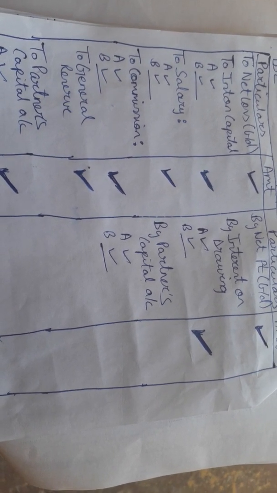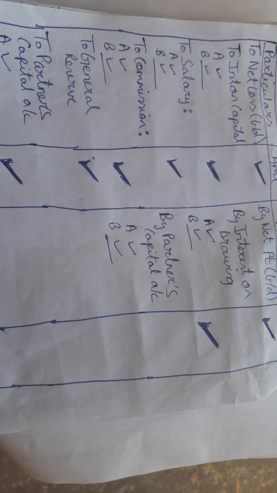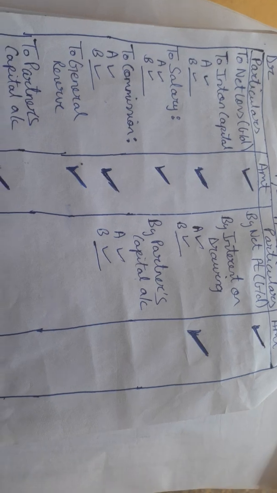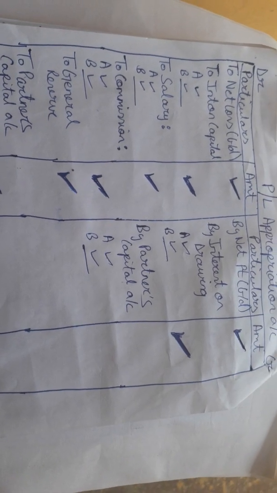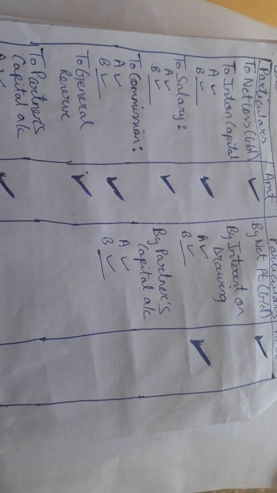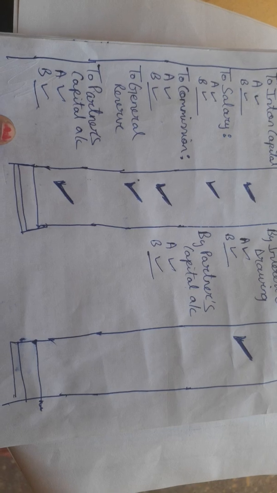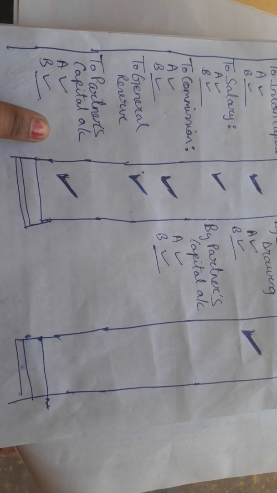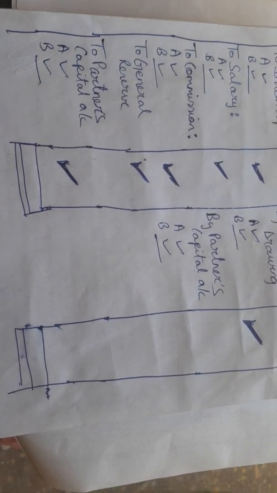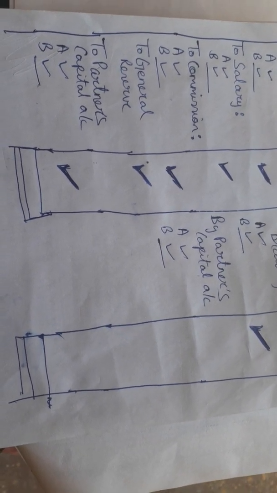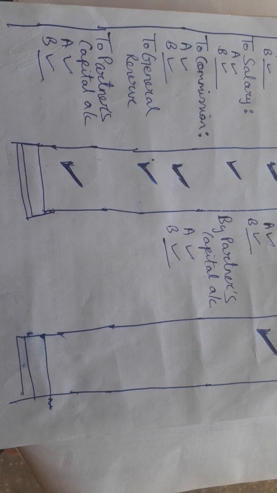The difference between the two: whichever side is short or has the lesser amount, the difference between the debit and credit will come on that side. If the debit side is less, then the difference will come on the debit side under the heading Partners Capital Account, and the difference will be distributed among the partners in the ratio mentioned in the question.